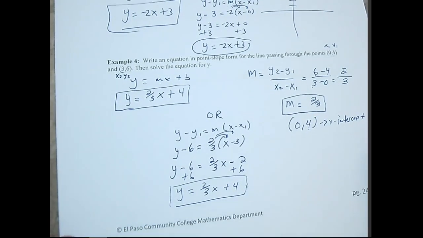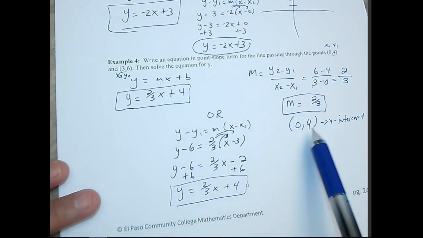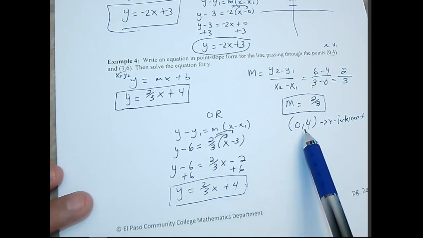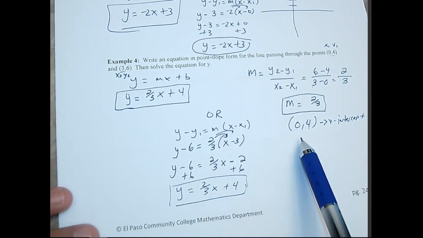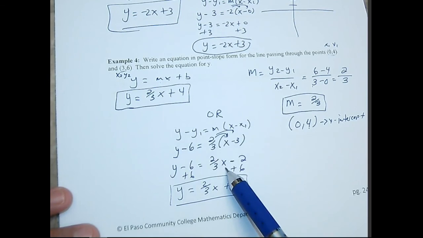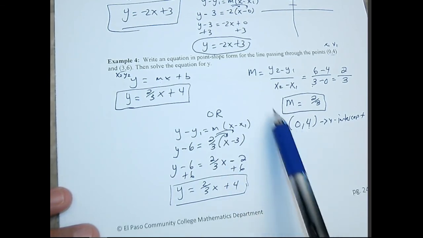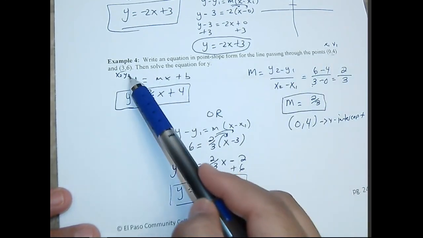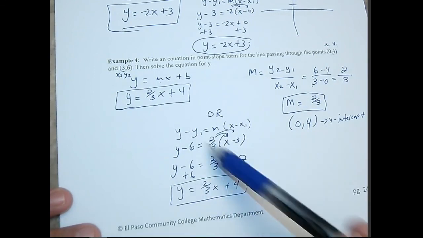Using the y-intercept point would simplify this a little bit faster. But the point is you can use this method or this method. And as long as you have 1 point, which in this case we have 2, then you'll be able to do this procedure.